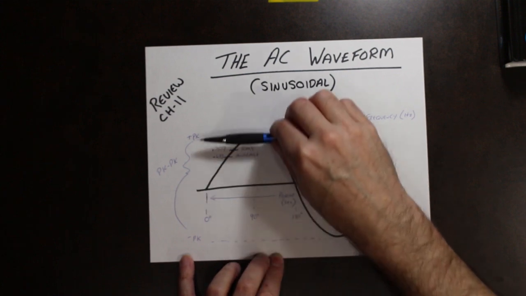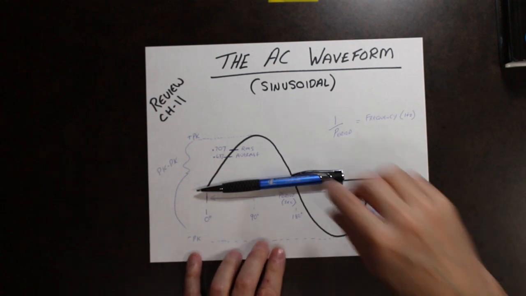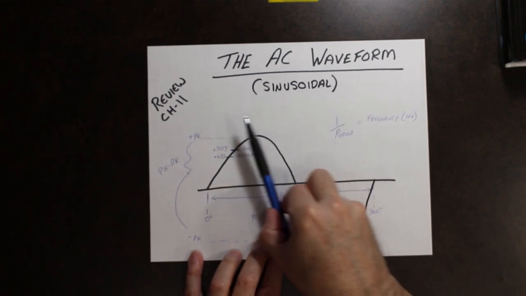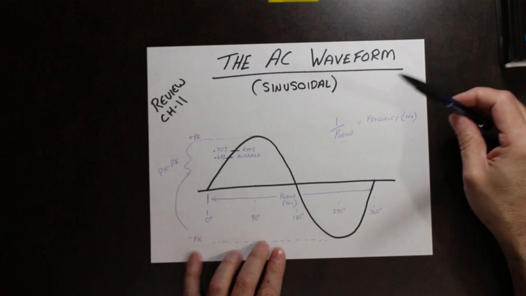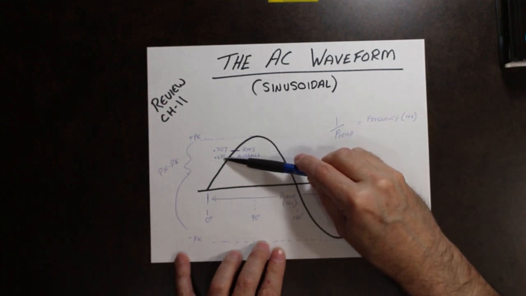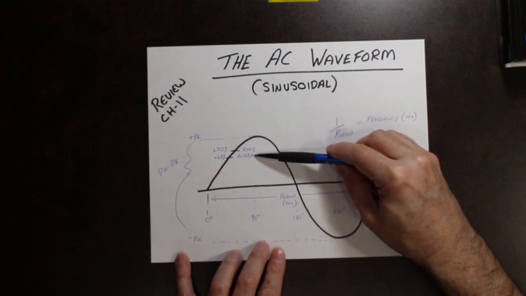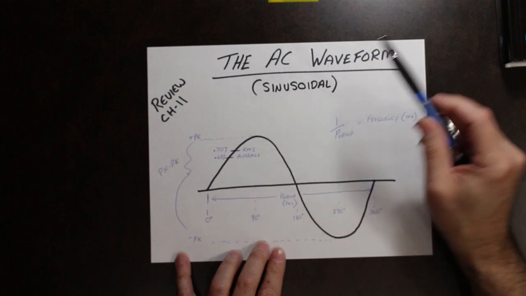So we're looking at just one half of the waveform, which gives us the average. The average value is actually 0.637 times the peak value. That will give us the average of that particular waveform.